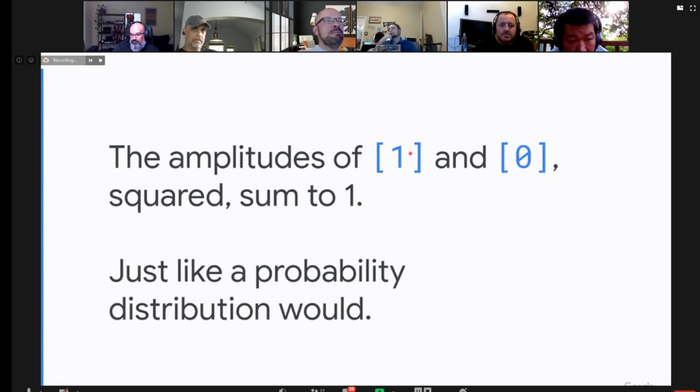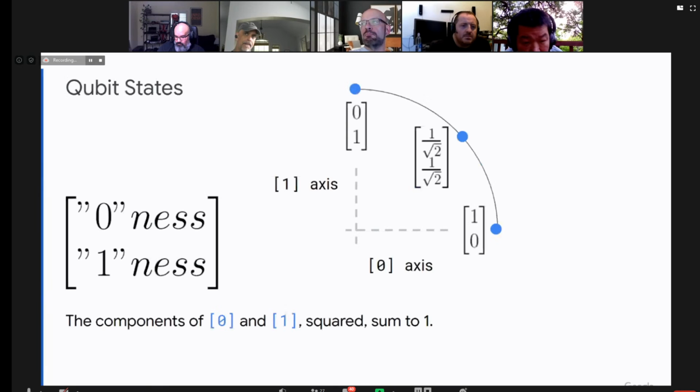These amplitudes of 1 and 0-ness, when you square them, they have to sum to 1. And what this reminds us of is a probability distribution. That's just how probabilities work. When you sum up all of your possibilities, you should come to 1. And hey, I think we know what x squared plus y squared equals 1 looks like. It resembles this unit arc right here. So here we have what a qubit can be.